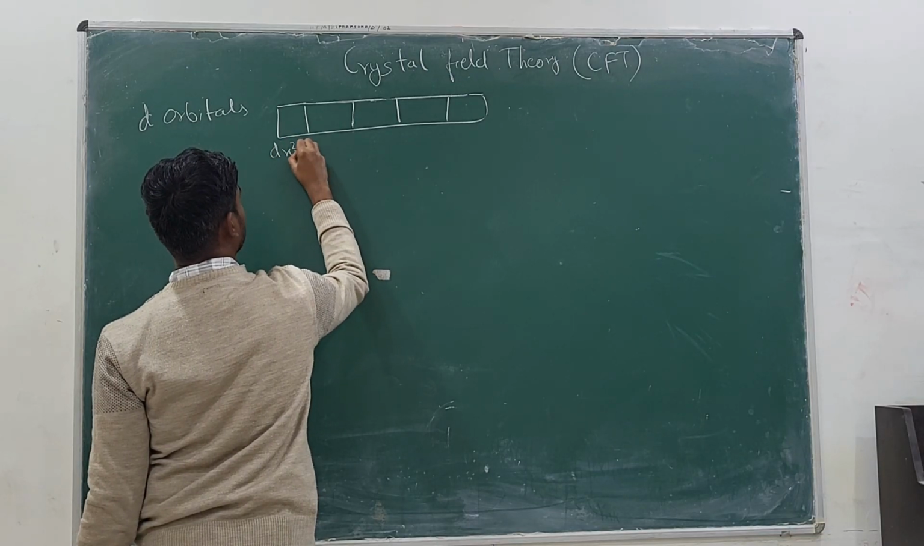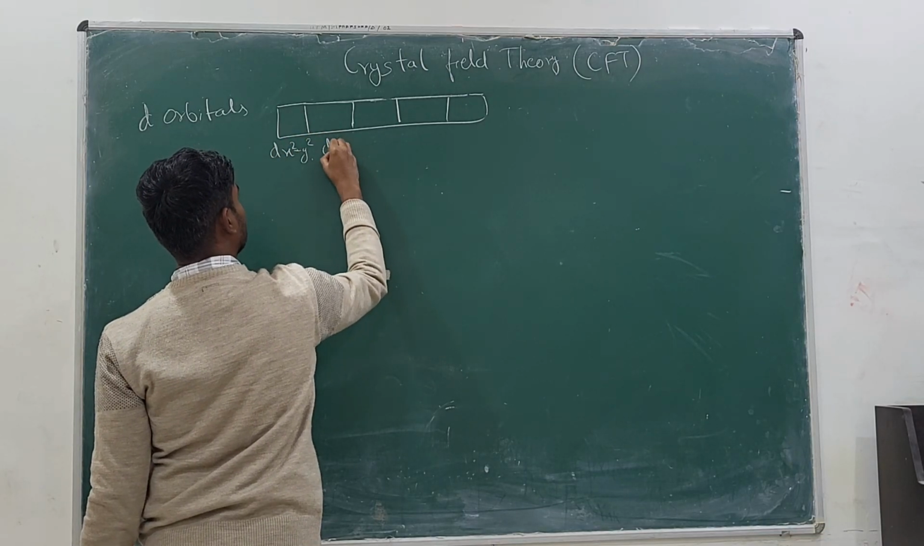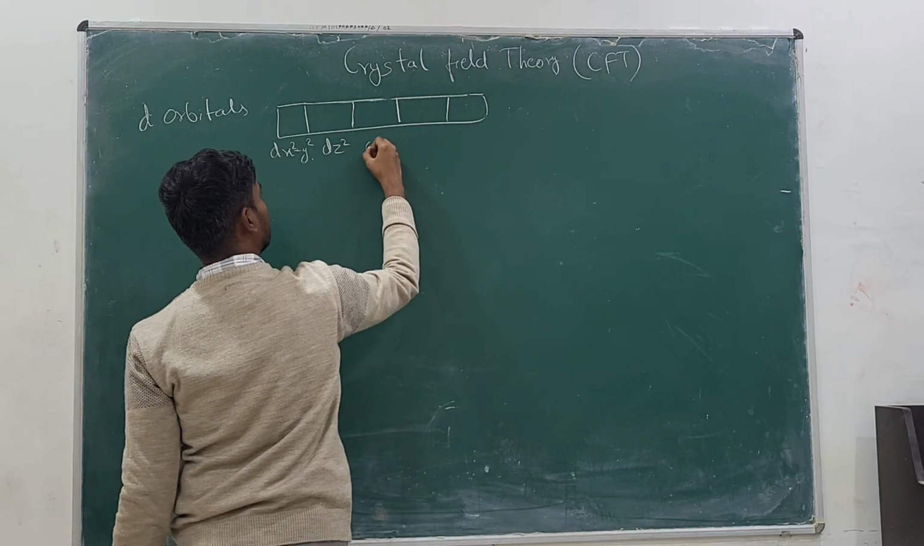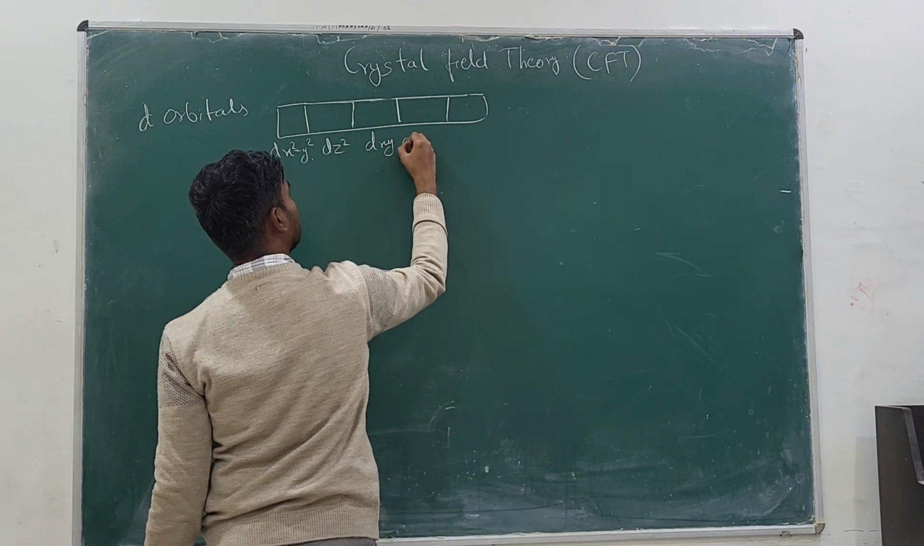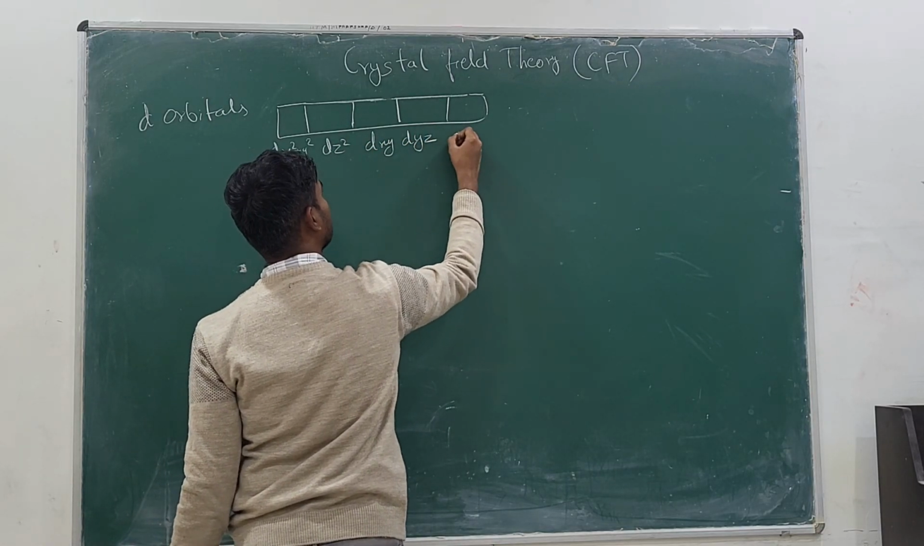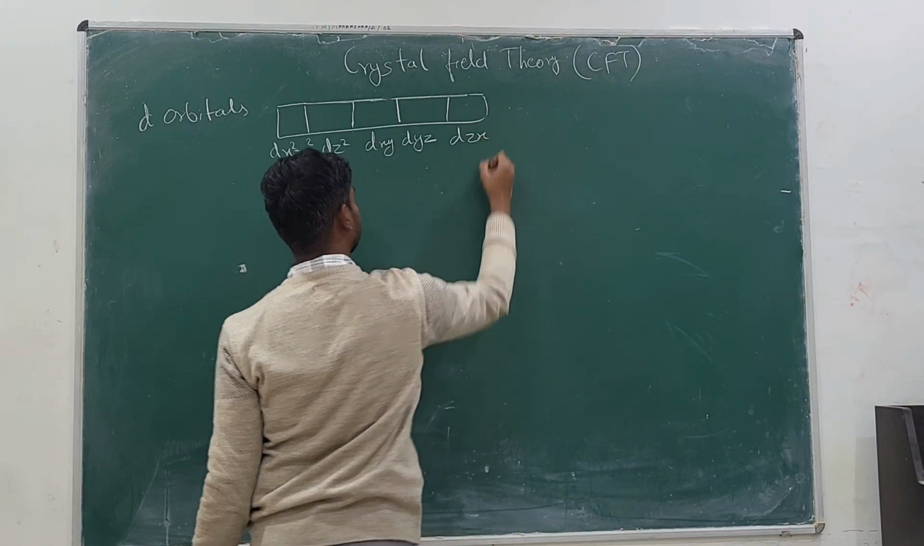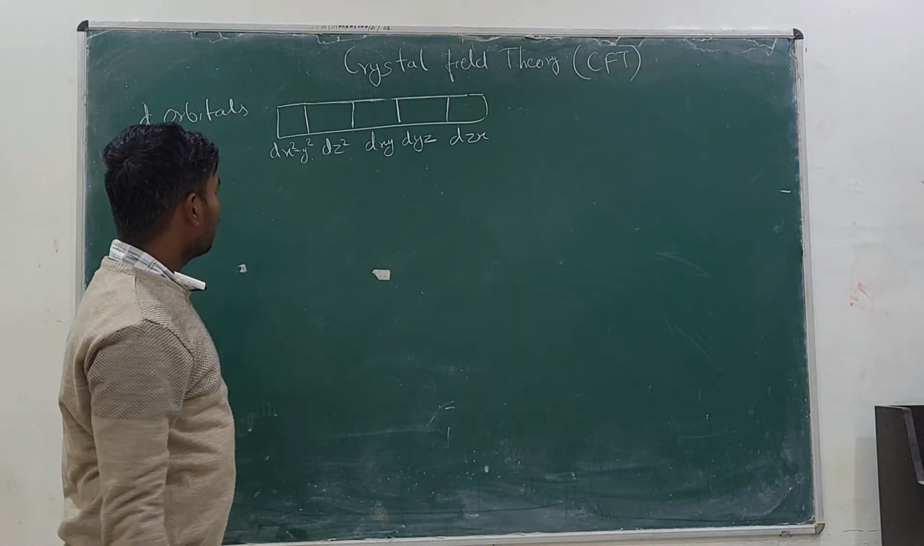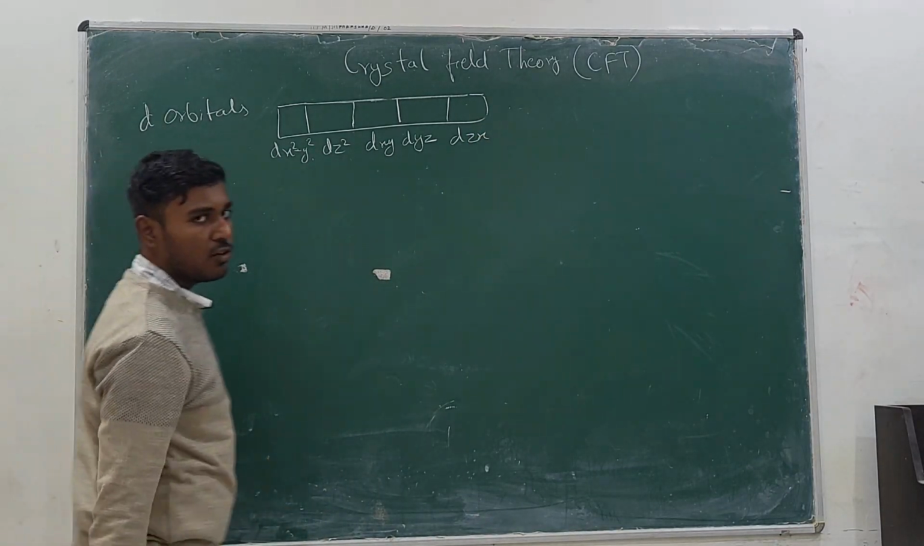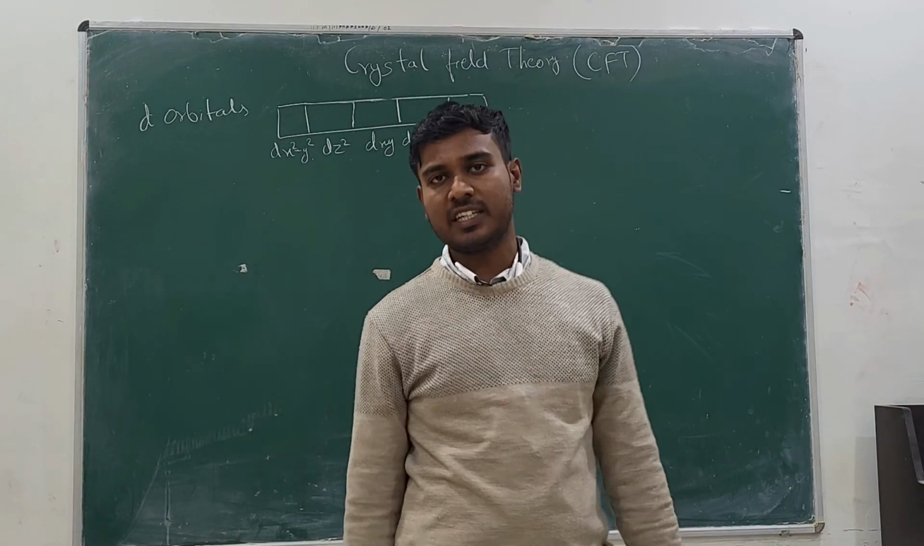dx square minus y square, dz square, dxy, dyz and dzx. So now we will see one by one how these orbitals are arranged into the 3D space.